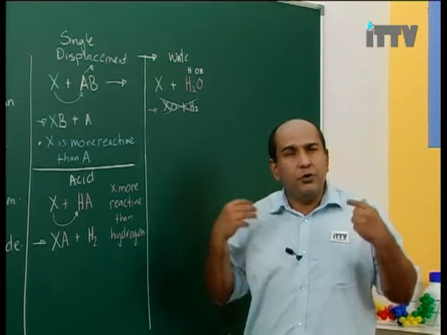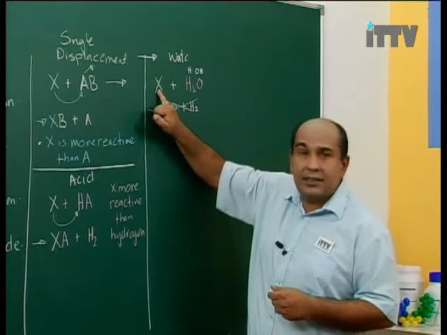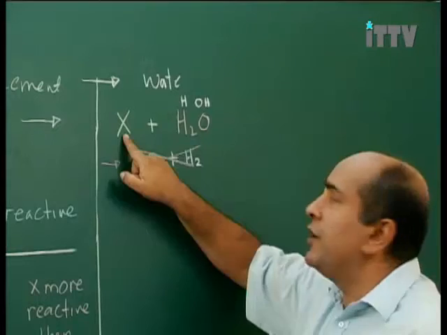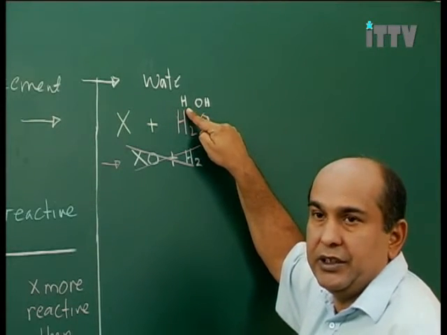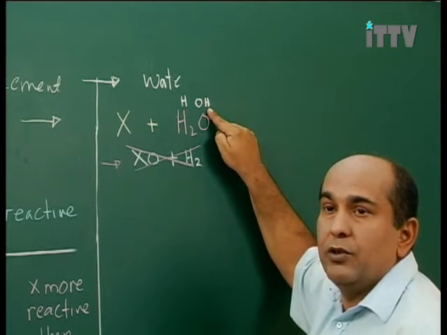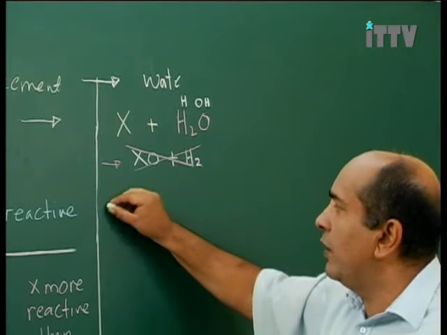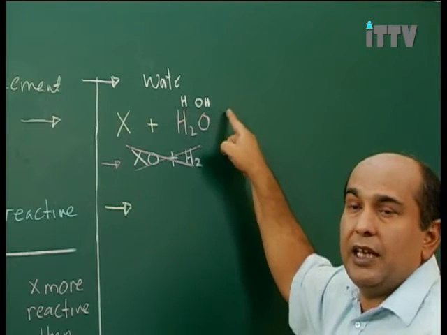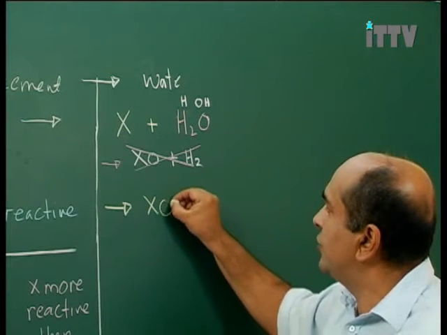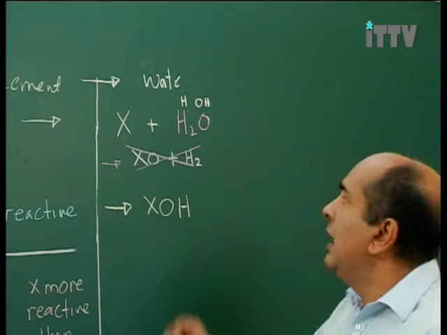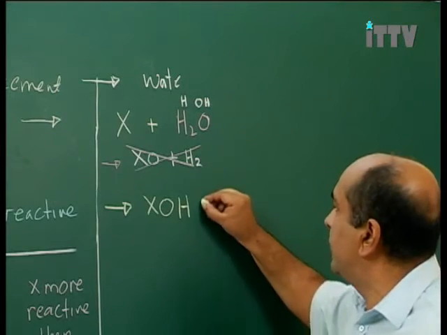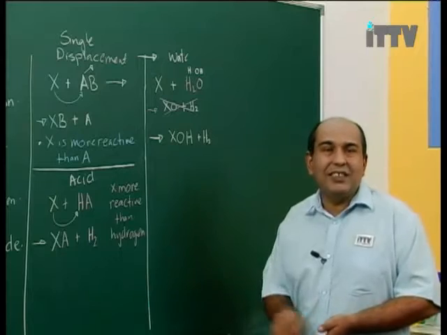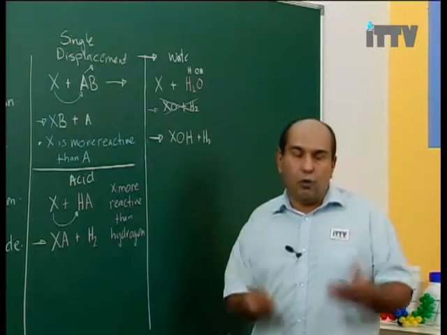So which means when you do a displacement, the X is not going to replace all the hydrogen, but the X is going to replace one hydrogen and form a compound with OH. So what we do get is this. X displaces H and forms a compound with OH. So we get XOH. And the hydrogen that has been displaced is produced as your hydrogen gas. So this is a displacement that incorporates water.